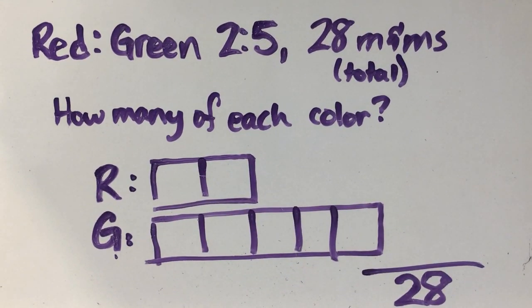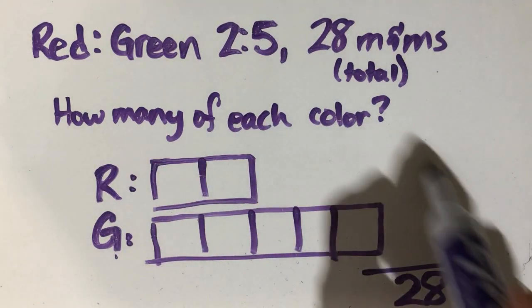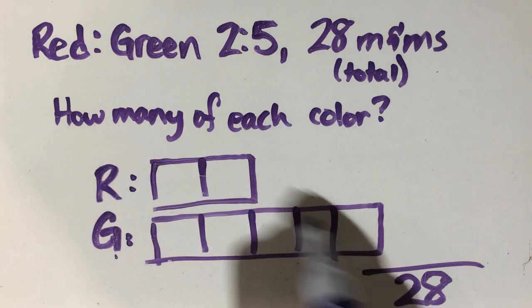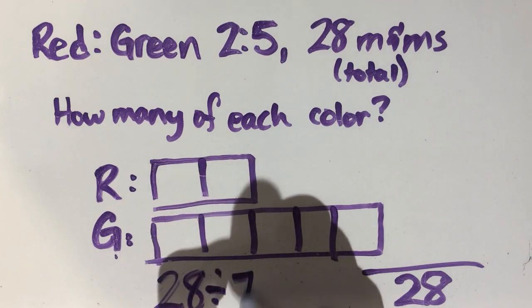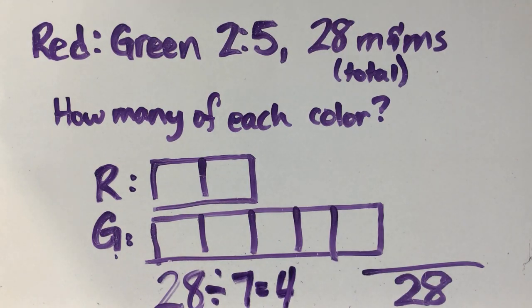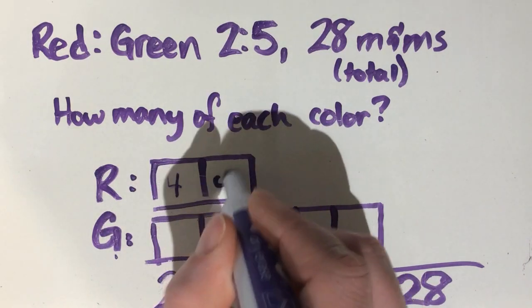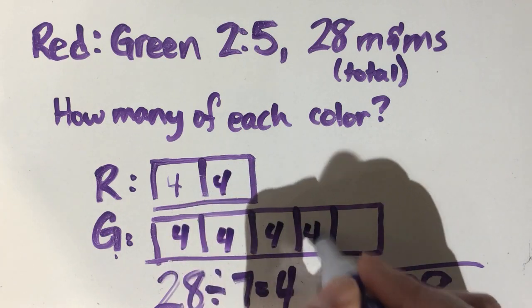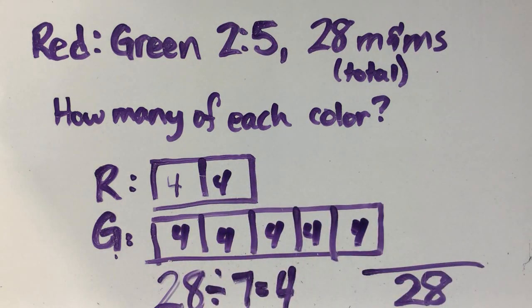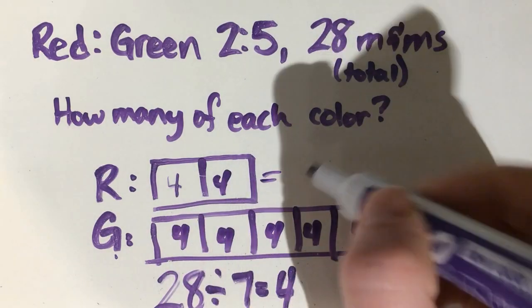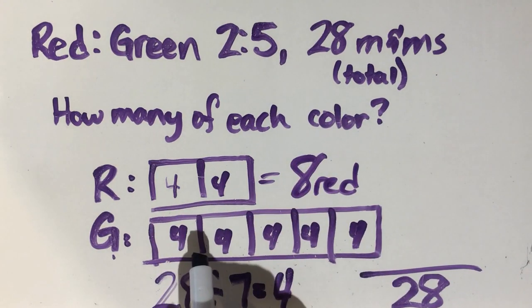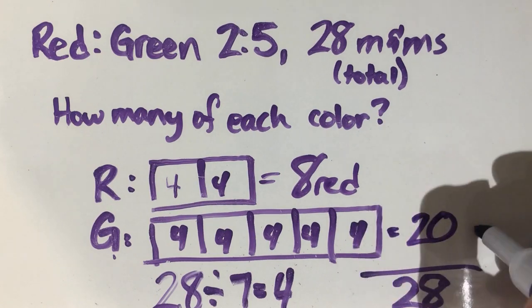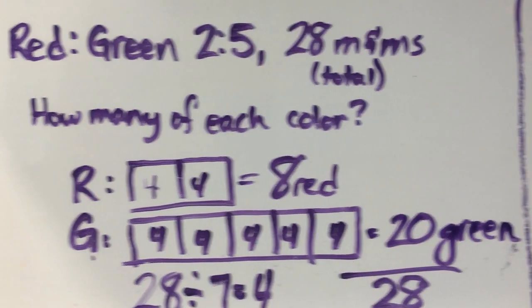All right, so what division problem do we need to do for this problem? Well, since 28 is a total, we need to divide by the total parts. If we count them, we have 7 parts. So 28 divided amongst our 7 parts means that there would be 4 M&Ms in each part. Okay, we can put that in there. And then the last step is multiplying it out. We'll have 2 parts of 4. That makes 8 red M&Ms. And then 5 parts for green means there's 20 green M&Ms.